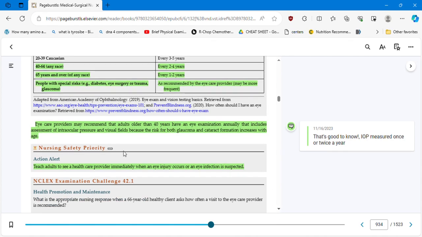Eye care providers may recommend that adults older than 40 have an eye examination annually that includes assessment of intraocular pressure and visual fields, because the risk for both glaucoma and cataract formation increases with age. And that's good to know. Intraocular pressure once or twice a year. That's good to know.